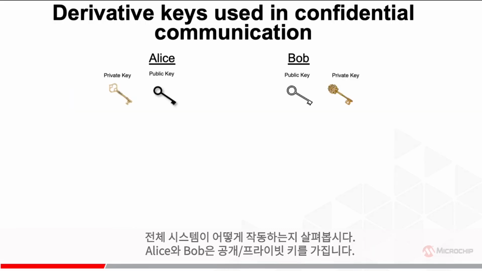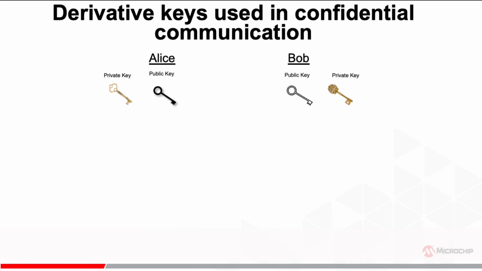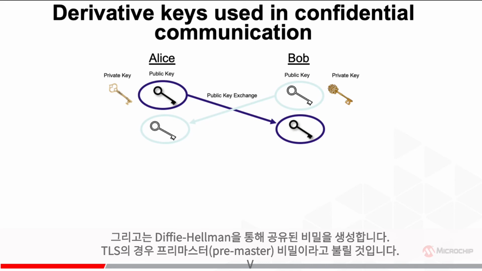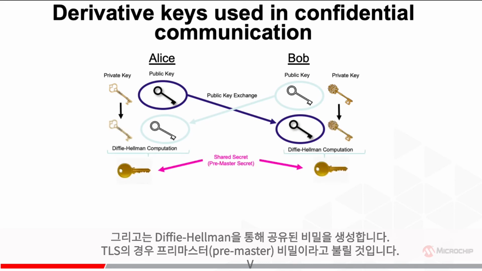Let's review how the whole system would work. Alice and Bob have their public-private keys. Through a chain of trust and authentication, they would reliably exchange public keys. They would then implement Diffie-Hellman to create a shared secret.